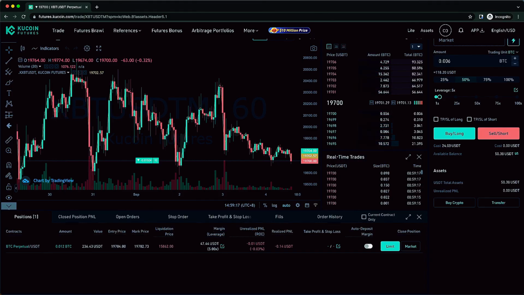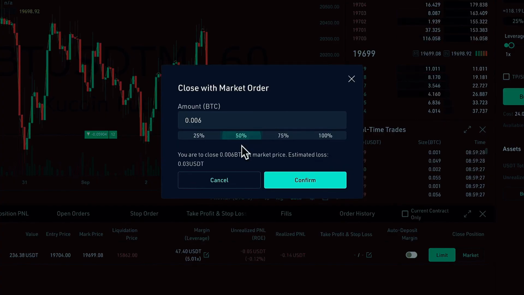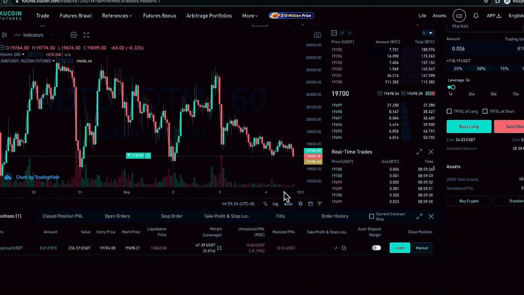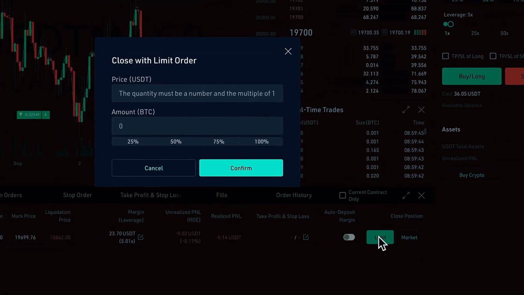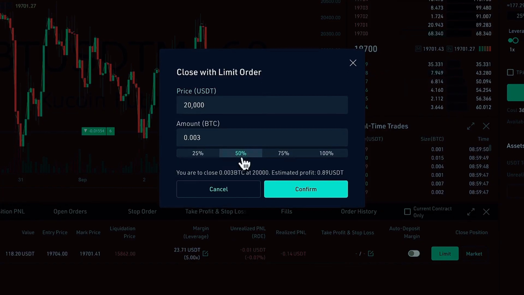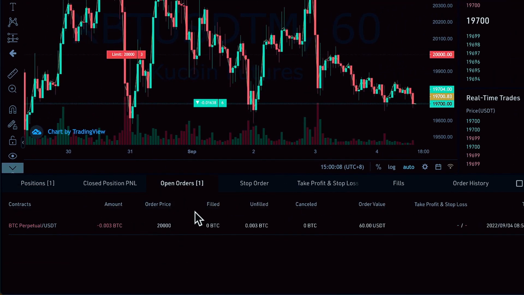If we don't want to close our entire position, we could also just reduce it. So let's say we want to reduce our position by 50%. We can just click on market, choose how much of our position we want to sell, in my case 50%, and then click on confirm. If we want to reduce our position at a specific price, we can click on limit and type in the price right here. And when we confirm, we have a new sell order of 50% of our position at our target price.